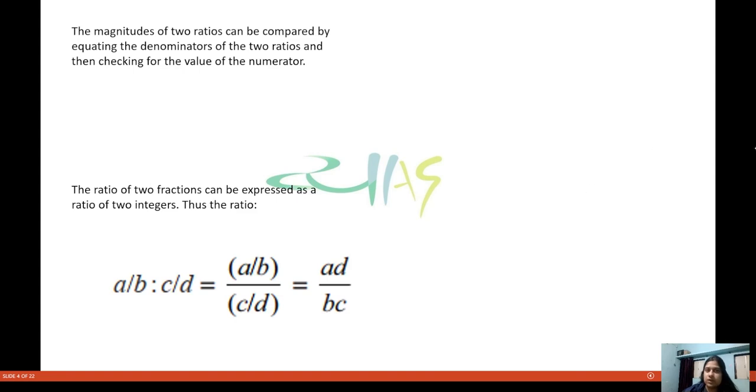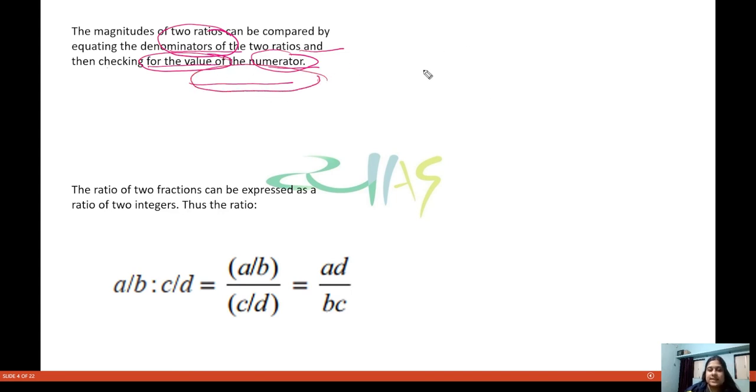Now I hope everybody is clear with this property. Now let's move forward. The magnitude of two ratios can be compared by equating the denominators of the two ratios and then checking the value of the numerator.